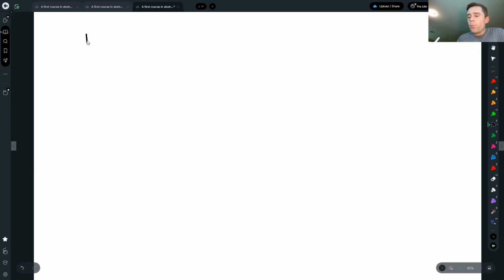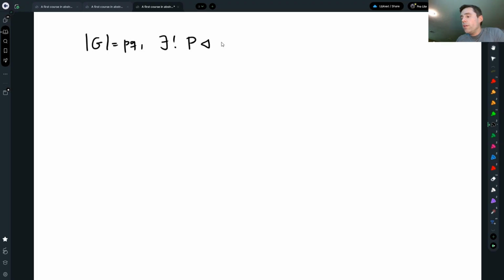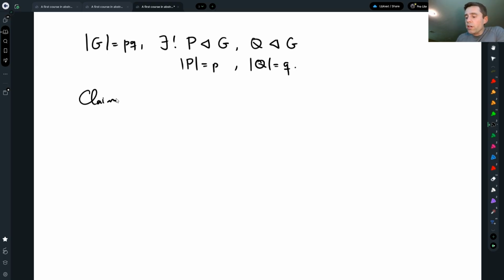To recap, G is of size pq, and we have unique normal subgroups P and Q in G, with the size of P being exactly p and the size of Q being q. Those are the corresponding p-Sylow and q-Sylow subgroups of G. The last piece I need is that the intersection of the subgroups P and Q is trivial. So I'm going to prove that Q intersect P is just the identity.